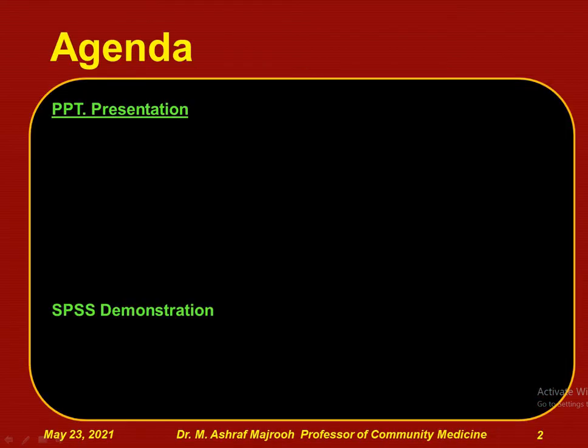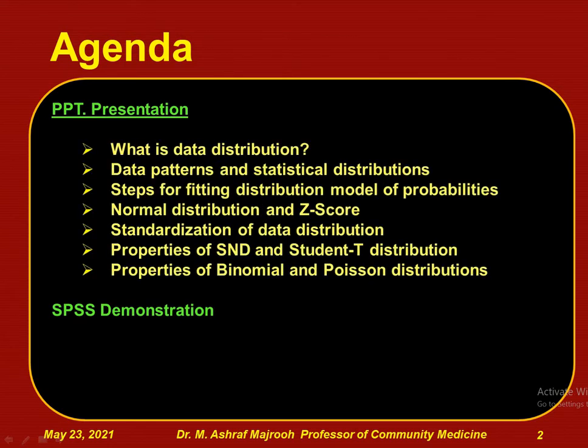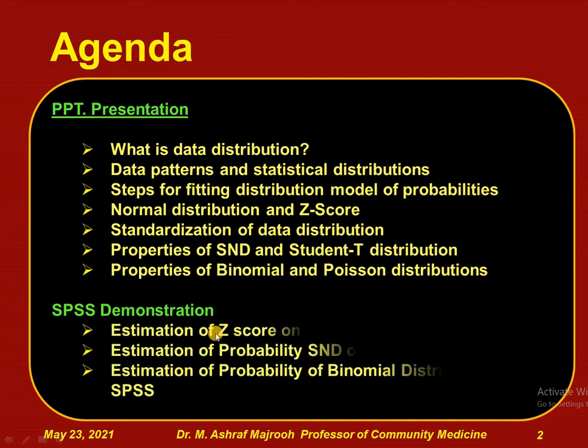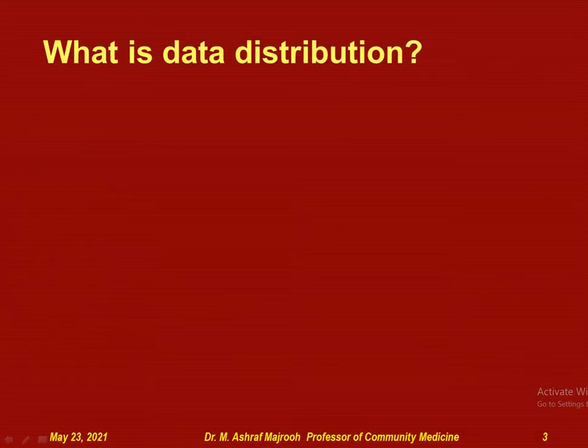The agenda of this session includes a PowerPoint presentation and SPSS demonstration. In the PowerPoint presentation, we will discuss what is data distribution, data patterns and statistical distributions, steps for fitting distribution models of probability, normal distribution and z-score, standardization of data distribution, properties of standard normal and student t distribution, properties of binomial and Poisson distribution. In SPSS demonstration, there will be estimation of z-score on SPSS, estimation of probability of standard normal distribution, estimation of probability of binomial distribution on SPSS. Let's take the agenda point one by one.